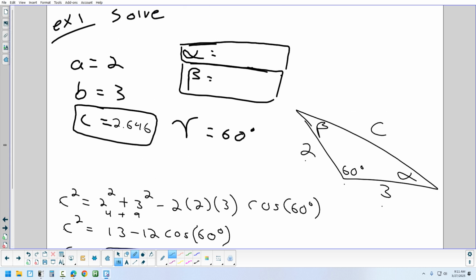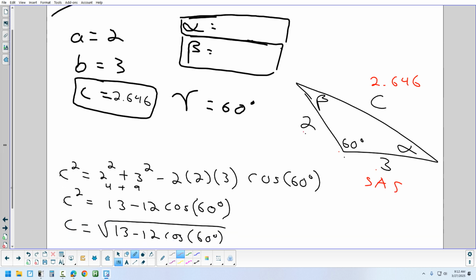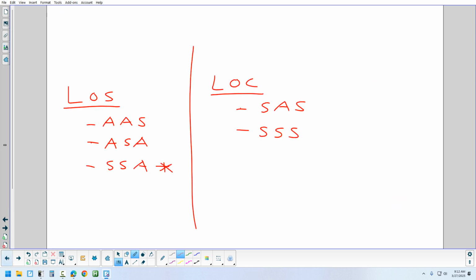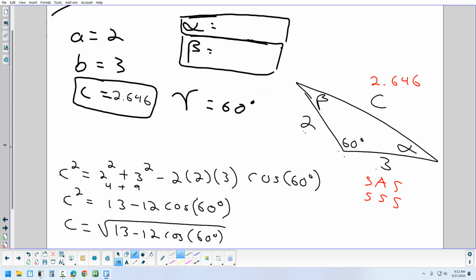All right, now we know that third side. This is the kind of triangle it was originally. Side angle side. What else is it now? It's also side, side, side, because you know all three sides. Well, if you think of it as side, side, side, you're still doing law of cosines again. It's also one other type.